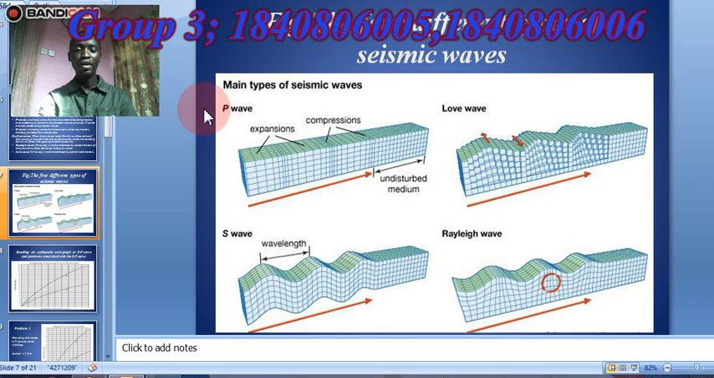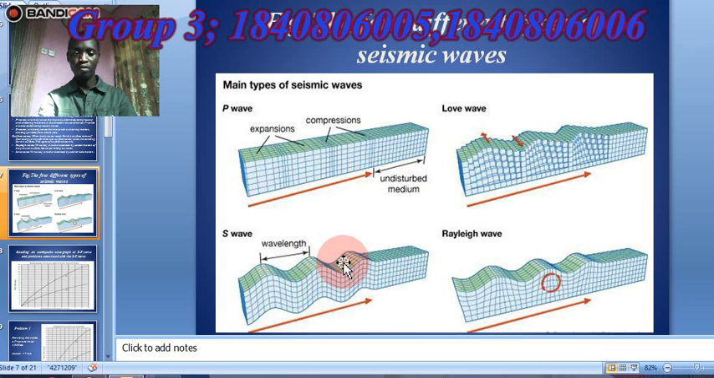These are the four main kinds of waves. This is a P wave, and as we have said, the red arrow is indicating the direction of travel of the wave. As you can see, this is an idealized model of a homogeneous surface. This is the ground surface. When the wave is passing, it is compressing and expanding the particles in the same direction. This is the undisturbed medium, where the waves are yet to reach.